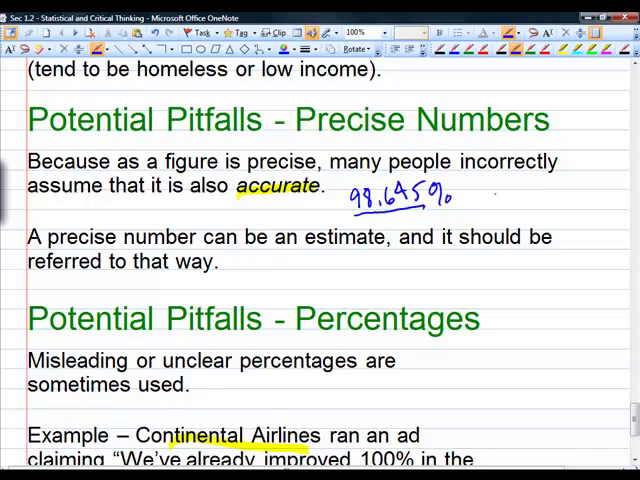When in reality, only 23% of all statistics are made up on the spot. That's a lie as well. I just made that one up too. A precise number can be an estimate, and it should be referred to that way. You should say about this many people make up statistics on the spot.